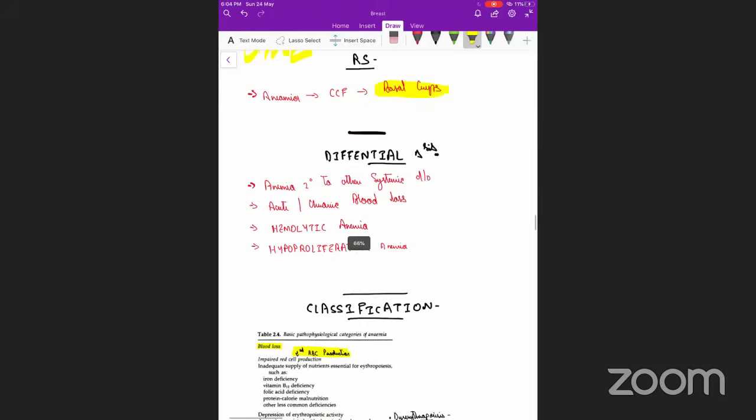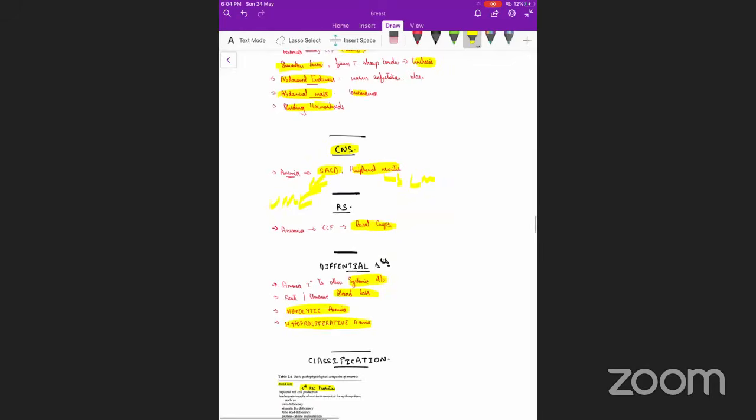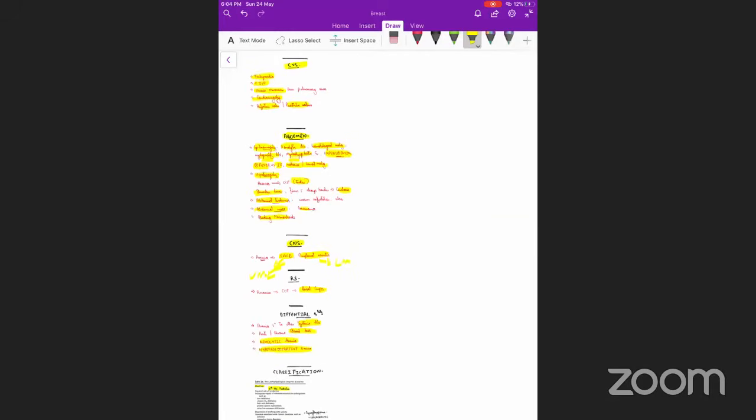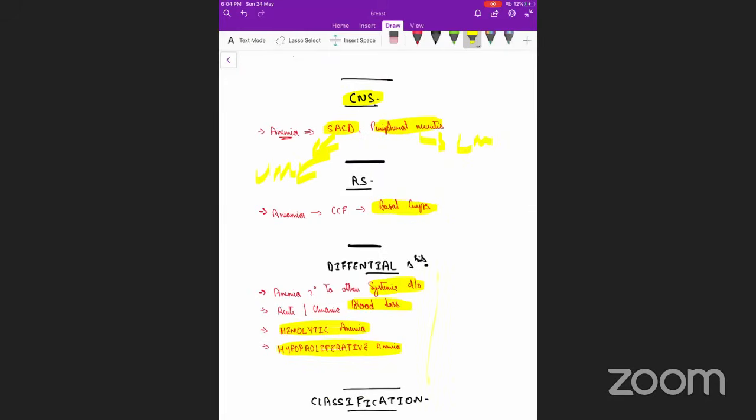By the end of examination, we can broadly categorize anemia into anything due to systemic disorder, or due to blood loss, acute or chronic blood loss, hemolytic anemia, or hypoproliferative anemia. So hope you guys are fine with the examination. Why does examination play a very important role? Because we can directly categorize anemia into one of these. So history and clinical examination play a very important role.